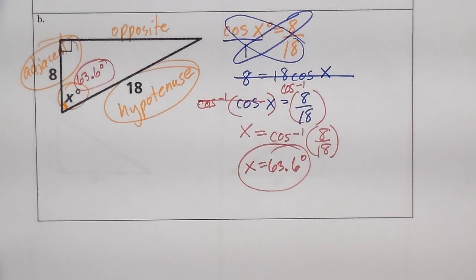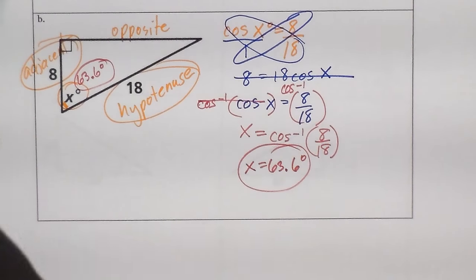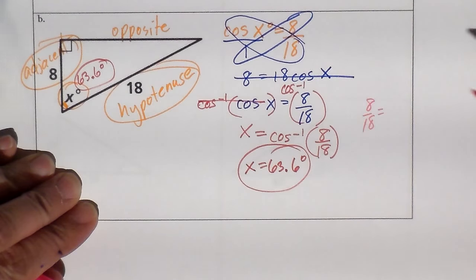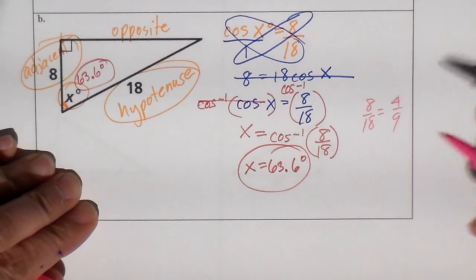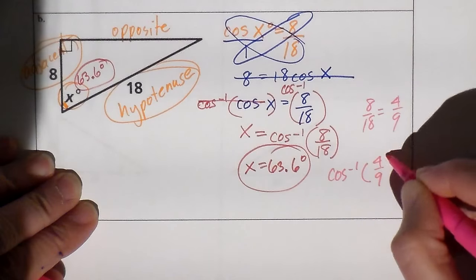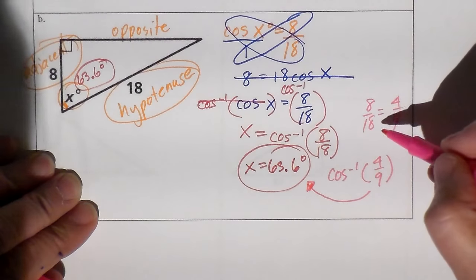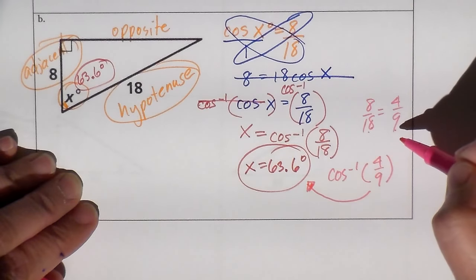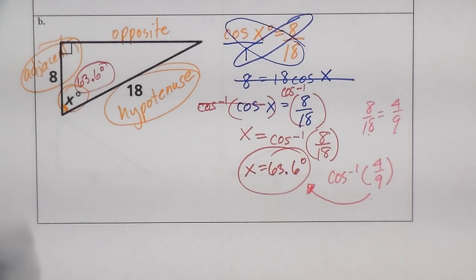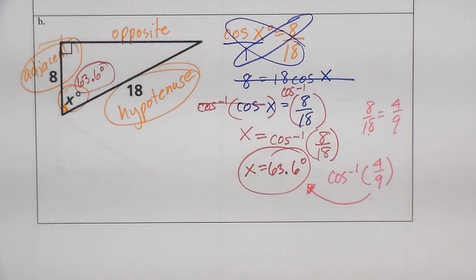Now, go back to my question. What happens if I reduce this? Well, how can I reduce 8 over 18? 8 over 18 will actually reduce to 4 over 9. If I were to do the arc cosine or the inverse cosine of 4 over 9, guess what? I will still get 63.6 because these ratios are equal. As long as it's the same ratio, it has to create the same angle in a right triangle, which is the neat thing about trig. So that's how you use the inverse function here for these.